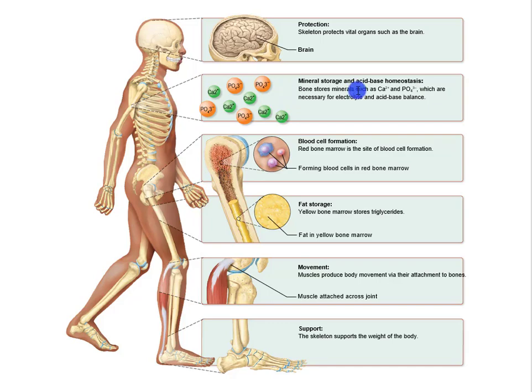The second function, and this is actually really important, and this is something we can't forget, is mineral storage. So mineral storage, acid-base homeostasis, but we're going to focus on mineral storage, and primarily that is calcium. We want to think of the bones as being a storage of calcium. It's a reservoir for calcium. What we're going to start to see now in the course is that calcium is really important for a lot of different things. You need calcium for muscles to work, for your heart to work, for your blood to clot. It's really, really critical.